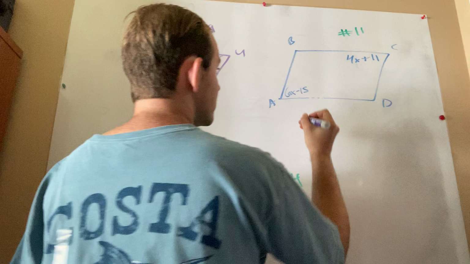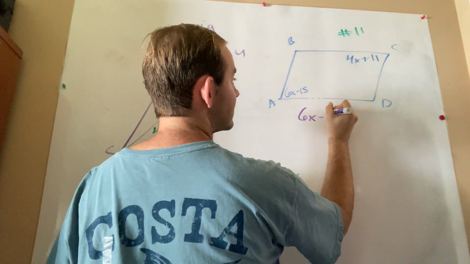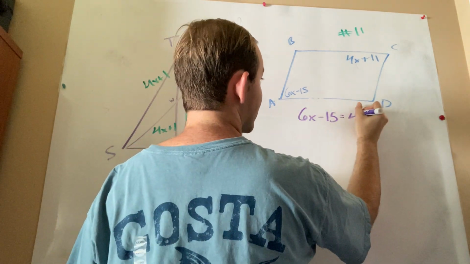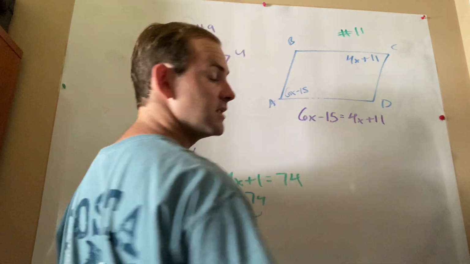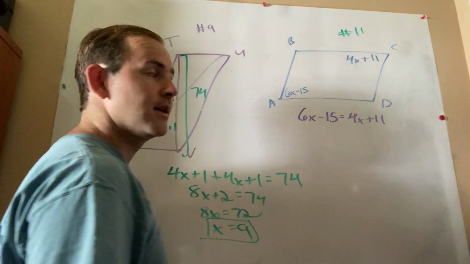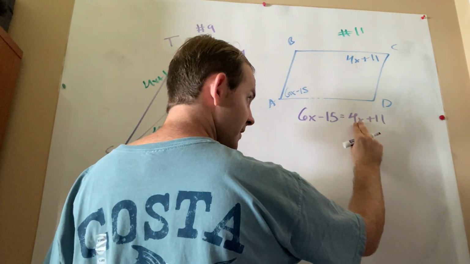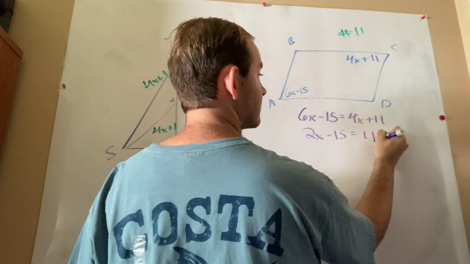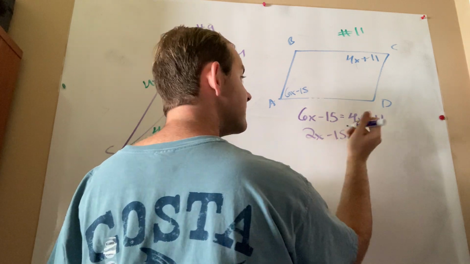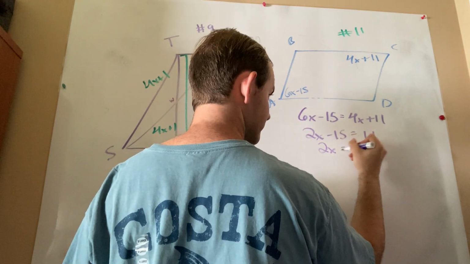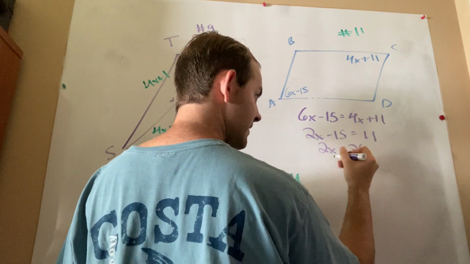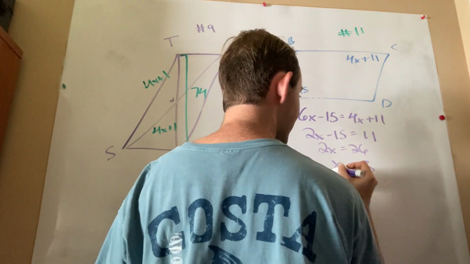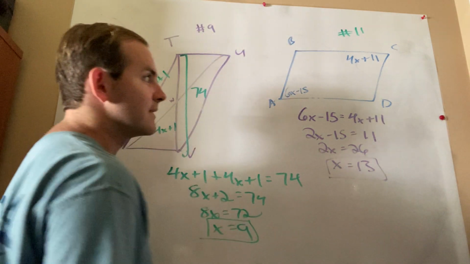Let's go. So my equation here would be 6x minus 15 equals 4x plus 11. Then I do some inverse operations, subtract 4x from both sides, add 15 to both sides, divide by 2, and I get x equals 13.